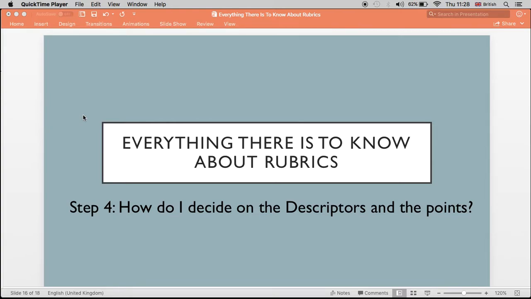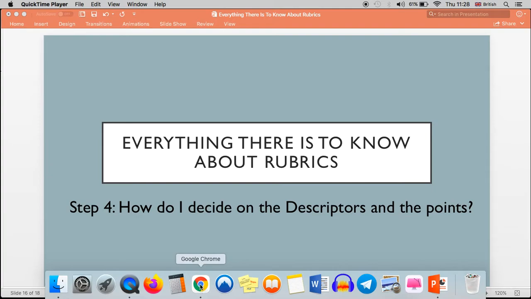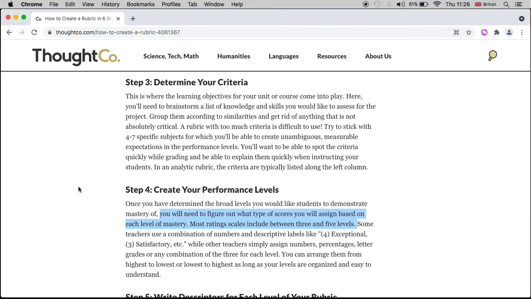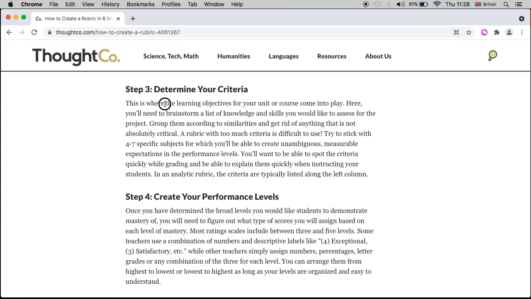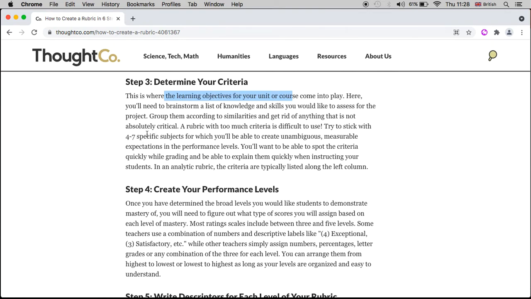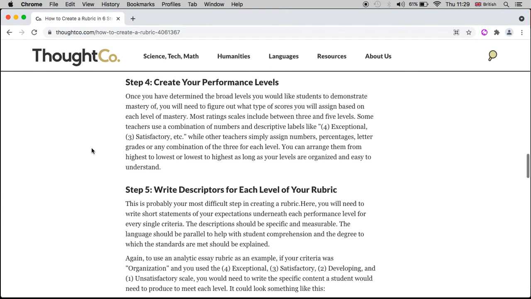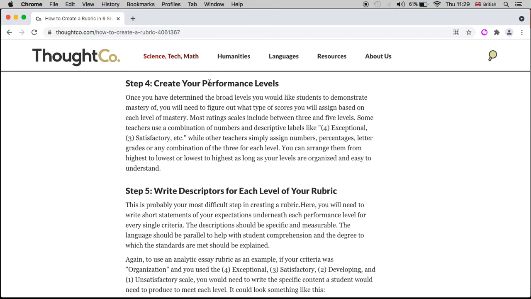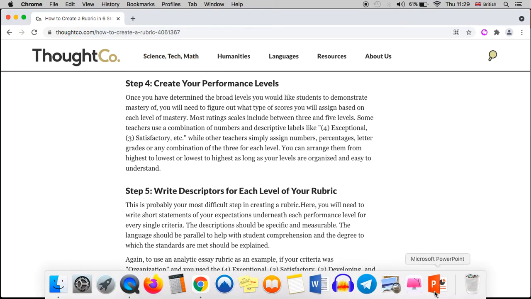And now we're on the final stage, more or less, of designing a rubric, which is figuring out how to decide on the descriptors, or they're also called performance statements, and the points in the rubric. All right, so we've decided on the criteria, and we now know that those come from the learning aims, right? We know that we don't want to have too many because it becomes very confusing for everyone. And now we need to decide on the descriptors. How do we describe performance?